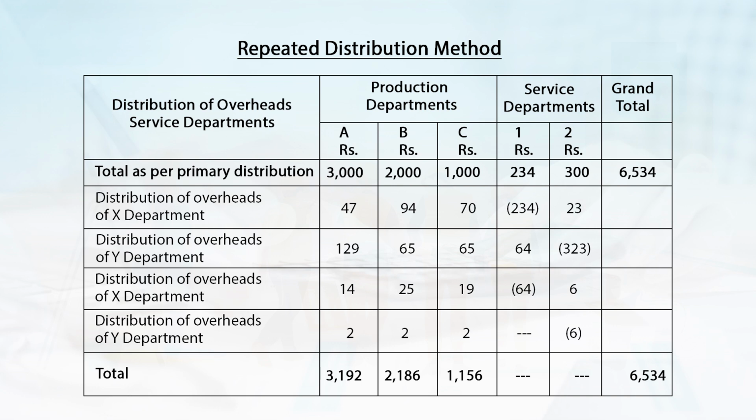Now, let us solve the example using the repeated distribution method. We will prepare 4 columns. First, distribution of overheads of service department. Second is for production department, where we will prepare 3 sub-columns for department A, department B and department C.